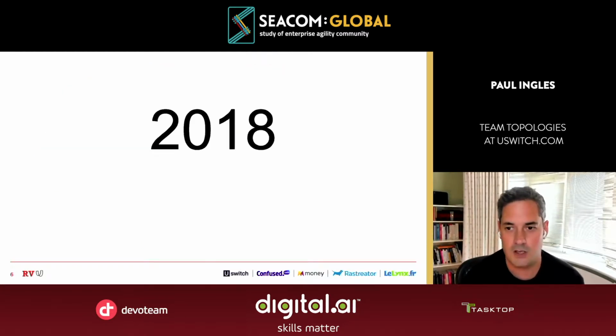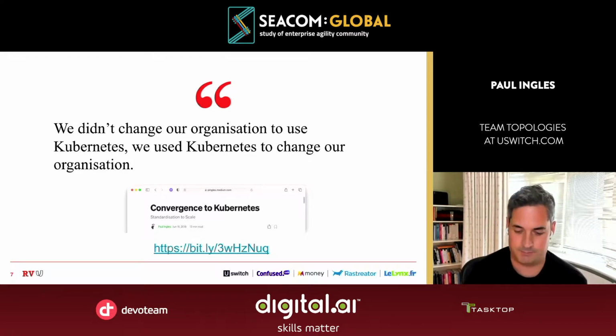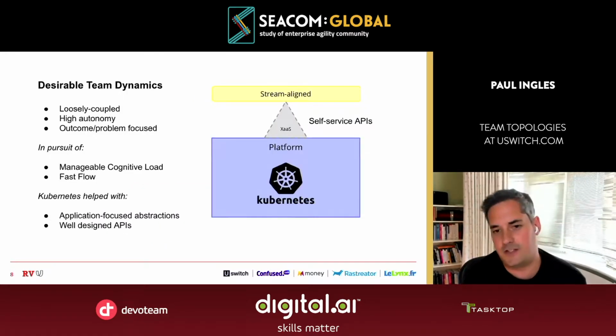So if we roll forward a little bit more recent to 2018, I wrote an article and published it on Medium about our adoption of Kubernetes, and in particular how we'd made some significant scaling gains through the use of the APIs that Kubernetes offers. And as I wrote in that blog post, it's really important for us to recognize that we used Kubernetes to change our organization. We didn't change our organization to use Kubernetes. And this is an attempt to try and describe a bit about what was going on.